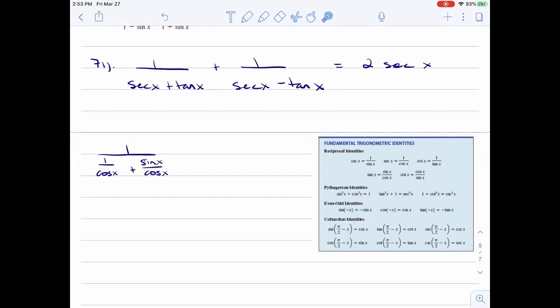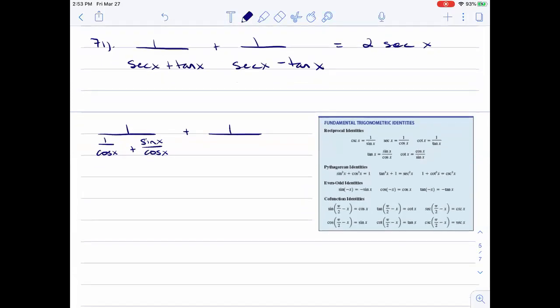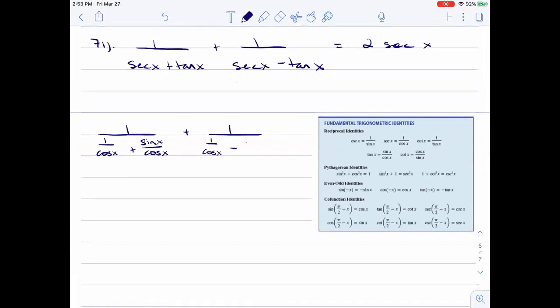What I'm noticing right away is that what's nice is I have a common denominator right away. So that's pretty good, pretty juicy. Plus 1 over secant x, which is 1 over cosine of x, minus tan x, which is sine x over cos x. And okay.